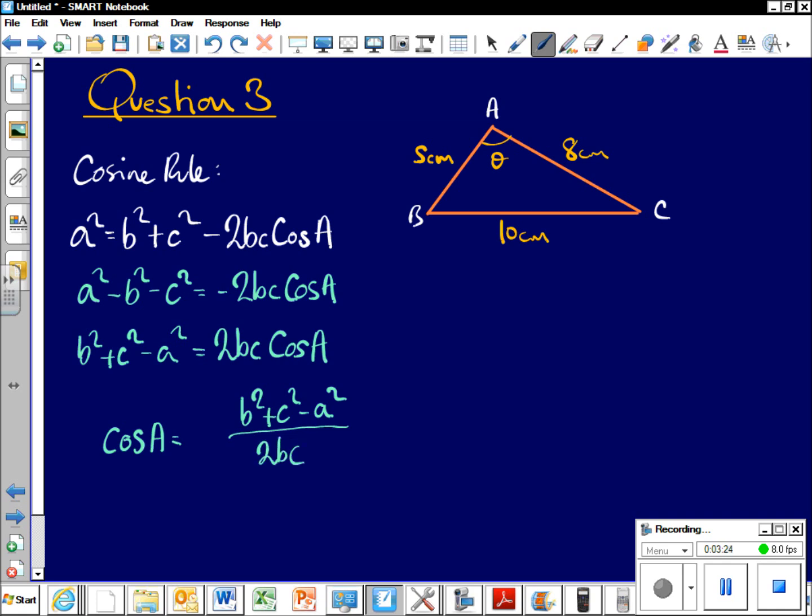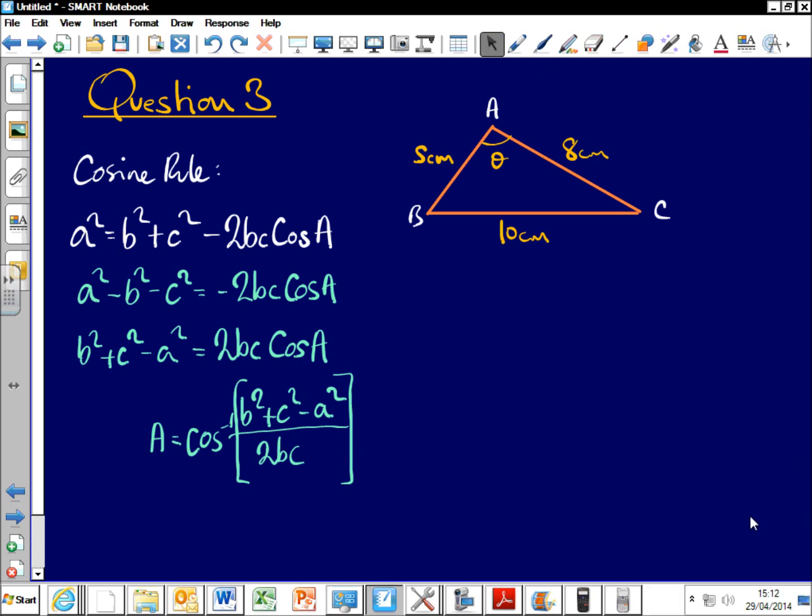Okay, is everyone happy with that? And if I want A on its own, then what I do is I just do the inverse cos function. Stick that there. Inverse cos of all of that. Just put a little bracket around it. Inverse cos of all of that. Okay, will give me the angle. So let's just bungle all that stuff in, yeah. Okay, so theta should be cos to the minus 1.